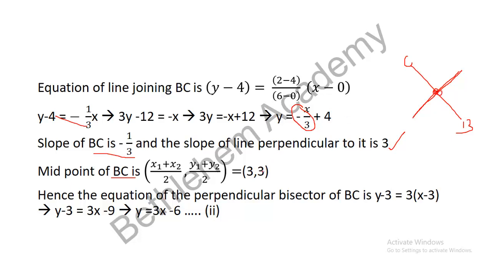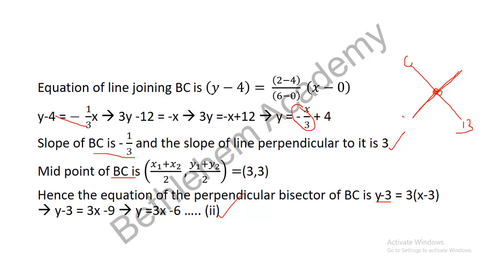How can I calculate the equation of that line? Again the same, y minus y1, that is y minus 3, since it is passing through 3 comma 3, is equal to m, that is 3, into x minus x1, that is x minus 3. And when I simplify this, I will get y minus 3 is equal to 3x minus 9, and then when I keep y this side and take 3 that side, y is equal to 3x minus 6. This is the second equation.